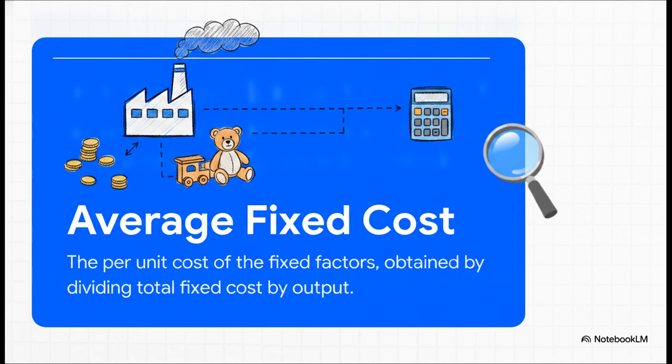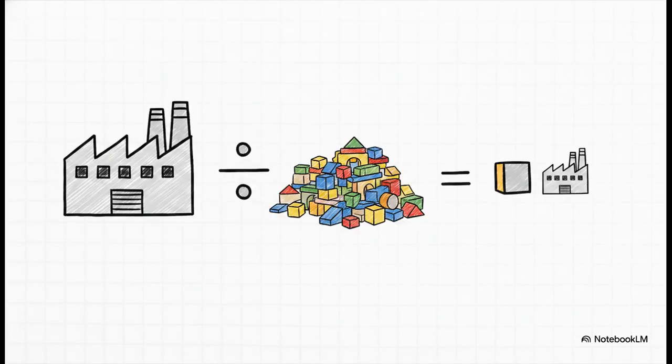Honestly, this is just a really fancy way of saying we're taking those stubborn, unavoidable expenses, like the factory rent, and spreading them out evenly over every single toy we actually manage to produce. The crucial takeaway here is the formula. AFC equals TFC divided by Q. Definitely write this one down because it's your very first mathematical tool for understanding business efficiency.